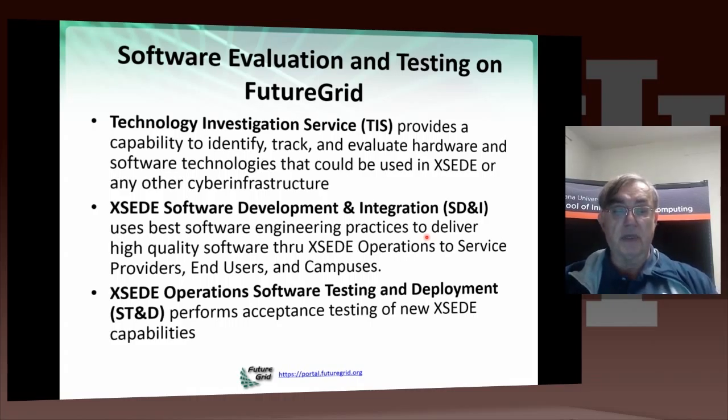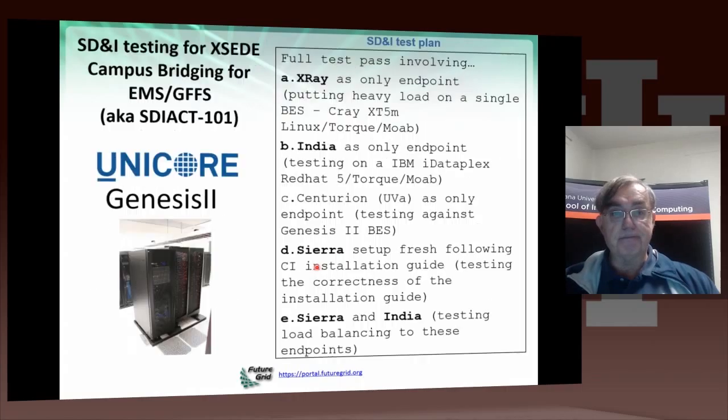And here we have the Exceed STD, which is the software testing and development, which is doing acceptance testing of new Exceed capabilities, a new file transfer service, or a new distributed file system, and things like that. So GFFS is a file system, a distributed federated file system.